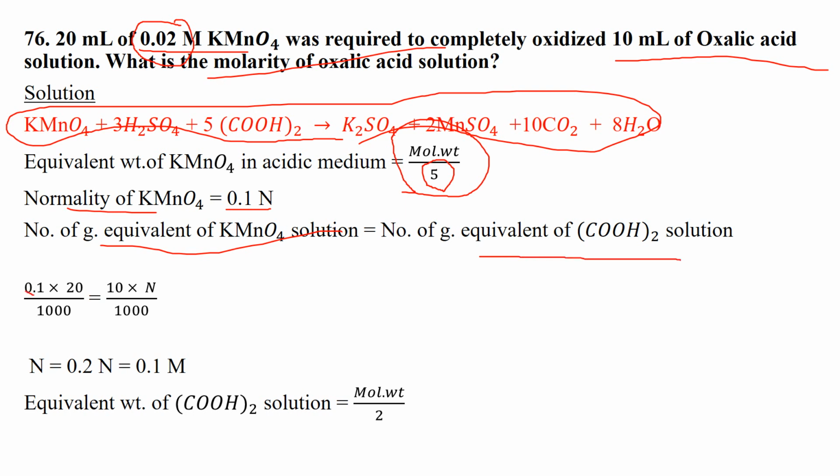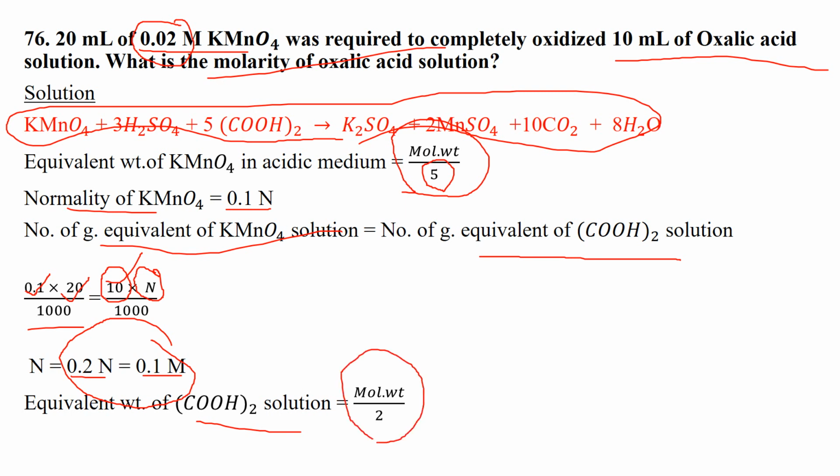So 0.1 is the normality of KMnO4, and 20 is the volume of KMnO4 divided by 1000, which is equal to 10. This is the volume of oxalic acid times N, the normality of oxalic acid, which we have to calculate. It is given by 0.2 normal, which is equal to 0.1 molar. This is also based upon the relationship between normality and molarity. So the equivalent weight of oxalic acid is equal to molecular weight by 2.